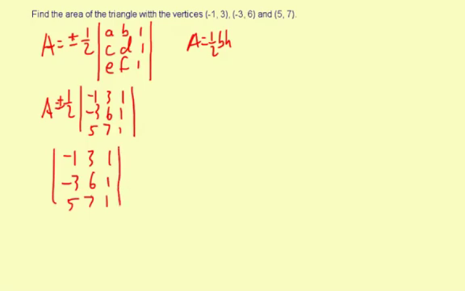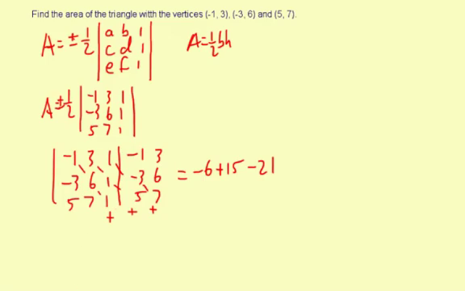Now remember, what you do is you recopy the first two columns. So I'm going to recopy -1, 3, -3, 6, 5, 7. And then you multiply along the diagonals. These are the adding diagonals this way. So let's do it. -1 times 6 is -6, and then times 1 is -6. And then 3 times 1 times 5, that's 15, so plus 15. And then 1 times -3 is -3, and then times 7 is -21, minus 21.